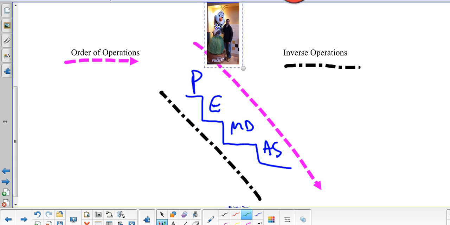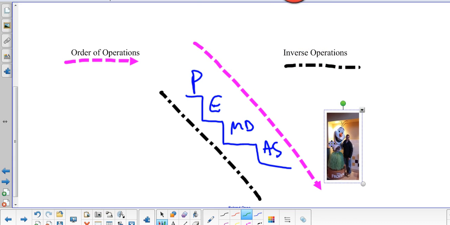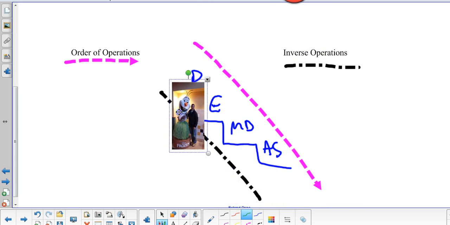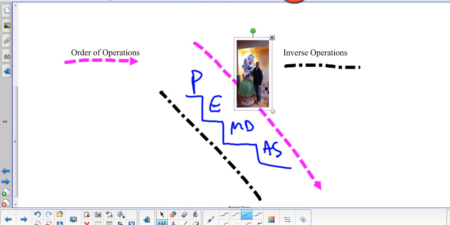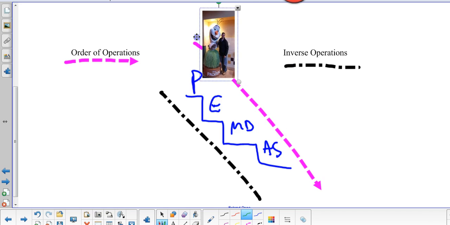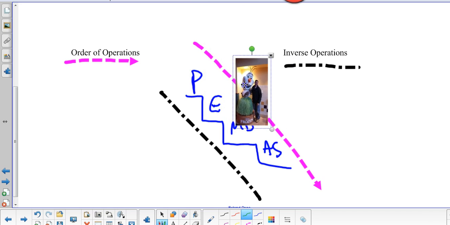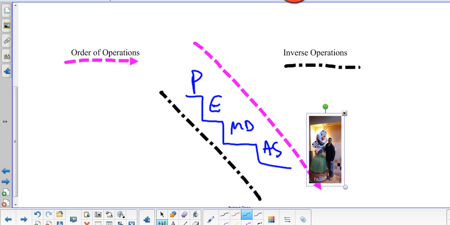All right, down the mountain, back up the mountain. Okay, where's the Snow Queen? I don't know.